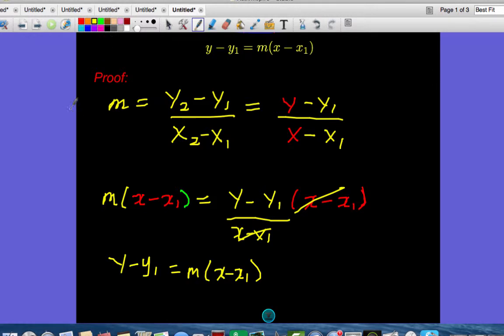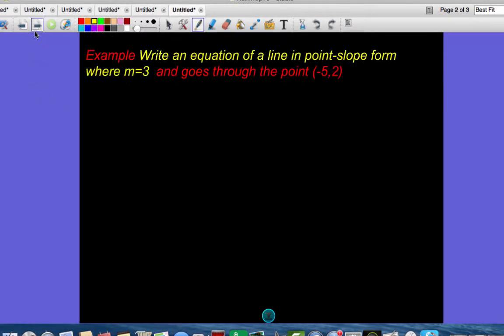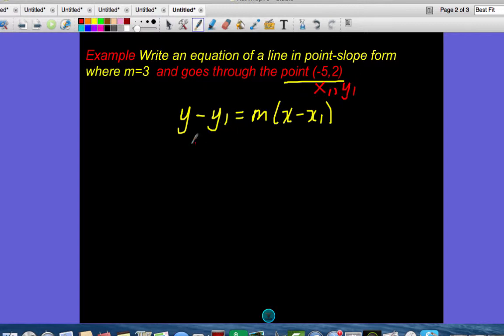Okay, so let's just look at a couple quick examples. The first example: write an equation of the line in point slope form where the slope is 3 and we go through the point 5, 2. Not too bad. We're going to start by writing our point slope formula. This is not a general point. This is a specific point they want, so this is actually our x1, y1. The y and the x are the general point.